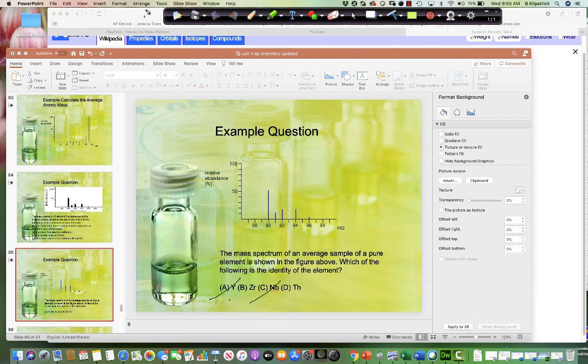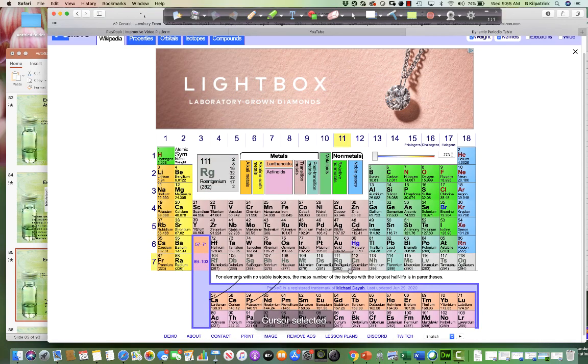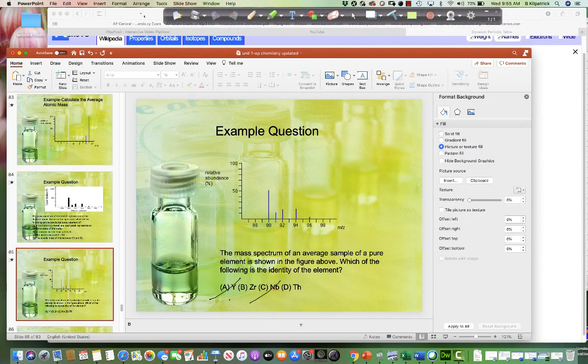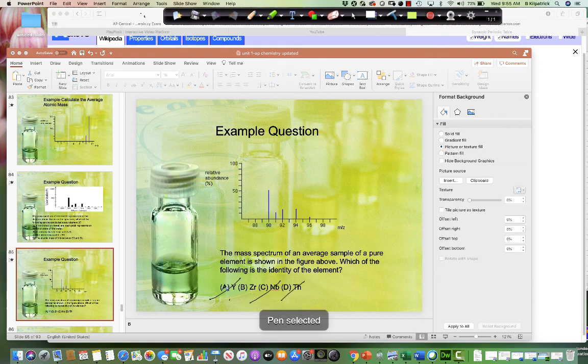And then Th, or thorium. Okay, so thorium is, where is it? Right here. It's actually in the f block, and its mass is 232. Well, that is definitely not going to be this spectrum because it's too heavy. So it's definitely not that. And so it has to be B, zirconium.